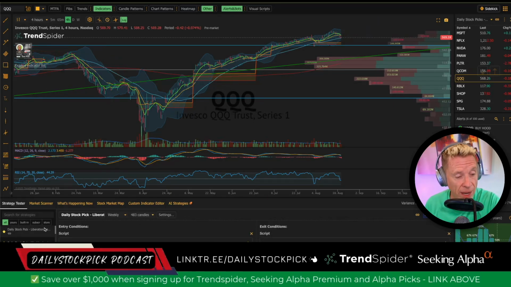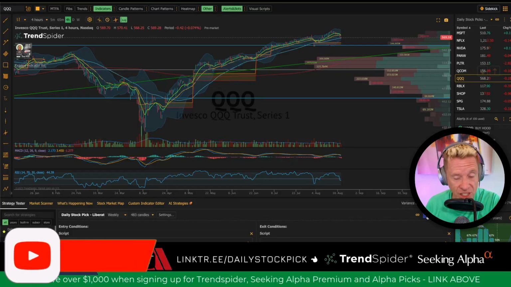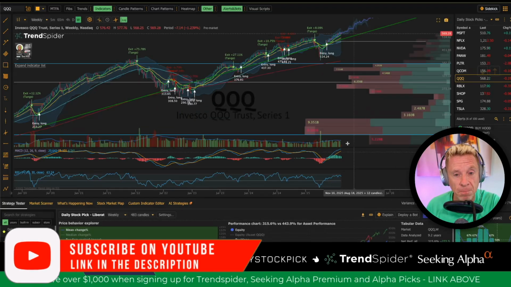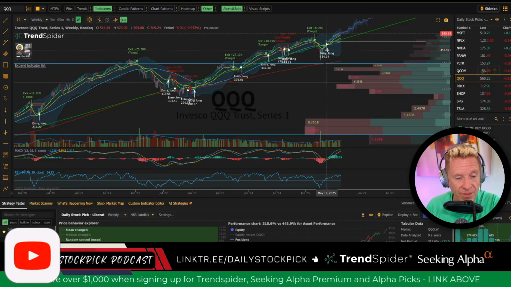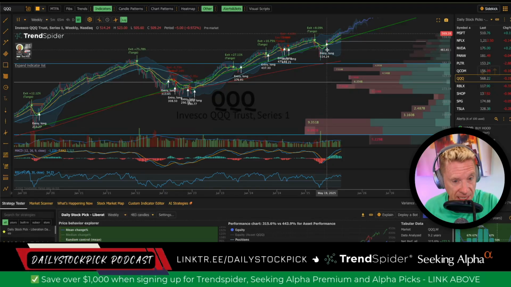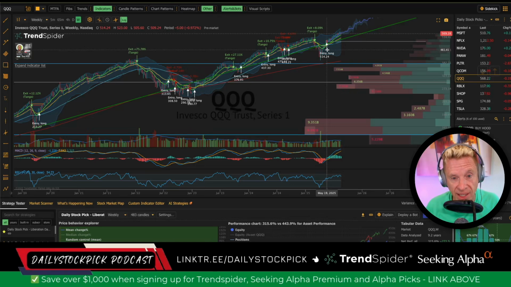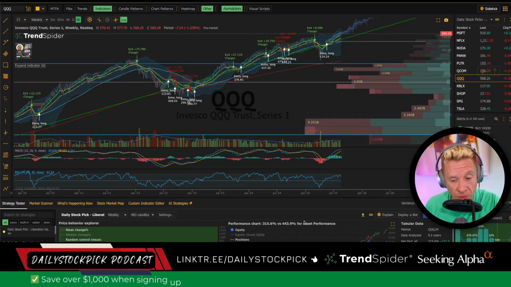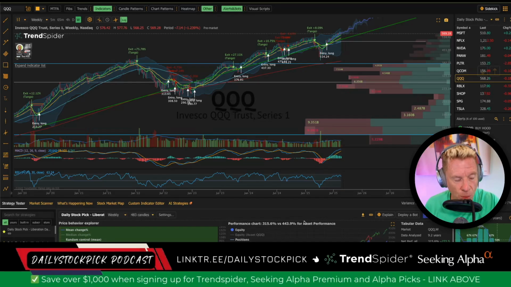Now, we developed around Liberation Day a Liberation Day strategy. And you can see it got you in here at 514. This one wins 61% of the time. So if you're looking for an entry, then maybe go with this and enter when it tells you to. You can exit when it tells you to, but it does underperform over the last 9.2 years.